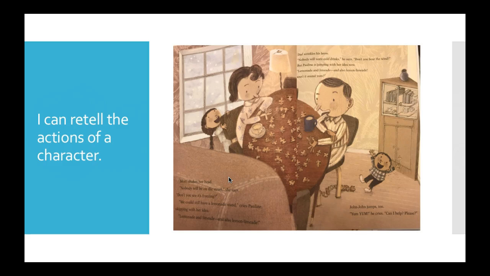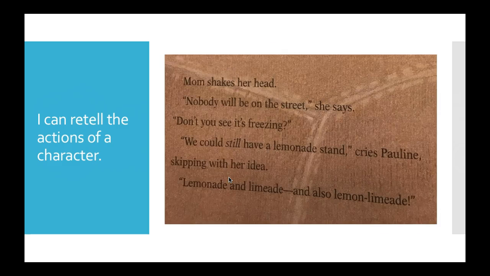We see the parents are doing some kind of puzzle game. The girl and the boy, Pauline and John, look bored. They're kind of hanging all over the chairs. Let's remind ourselves of what it says. "Mom shakes her head. 'Nobody will be on the street,' she says. 'Don't you see it's freezing?' 'We could still have a lemonade stand,' cries Pauline, skipping with her idea. 'Lemonade and limeade, and also lemon limeade.'"